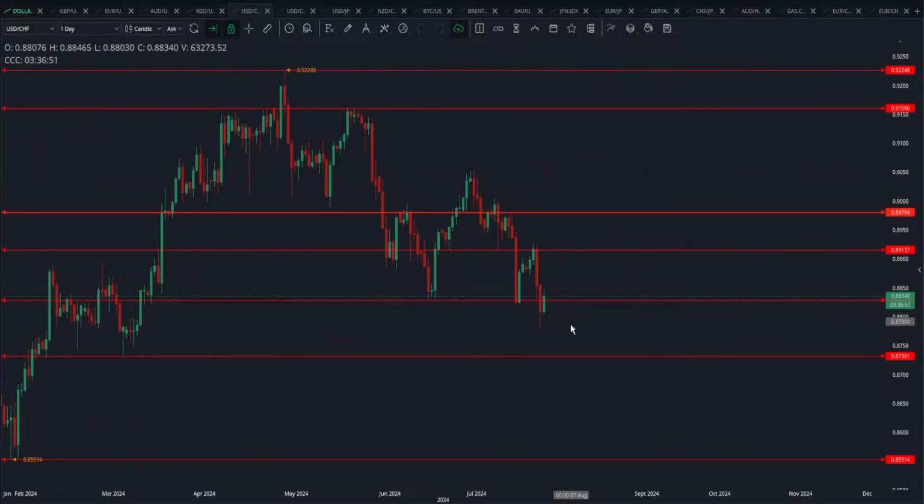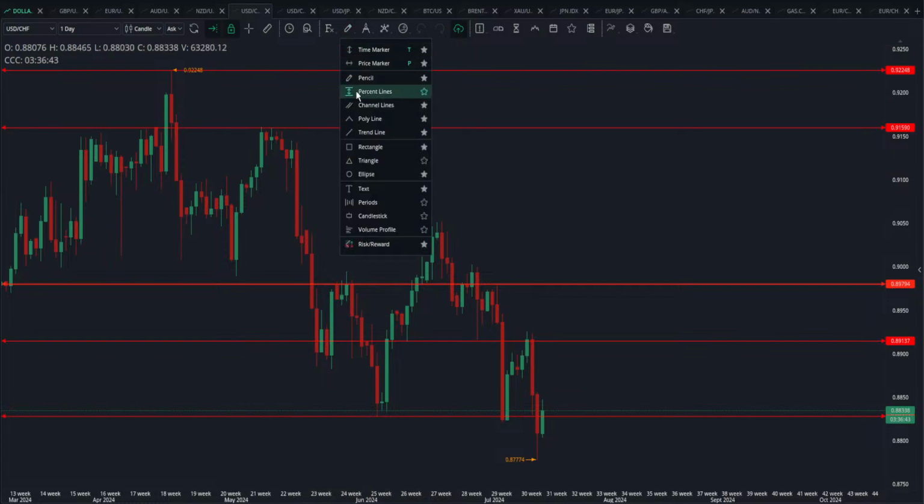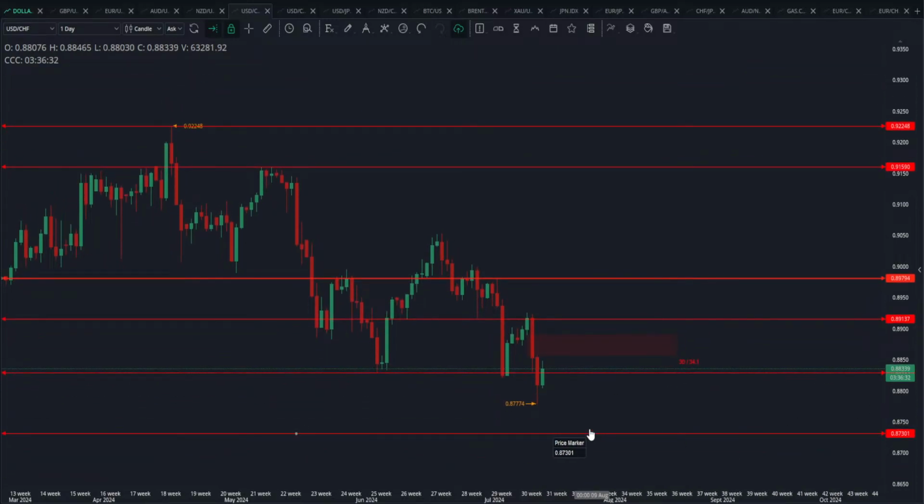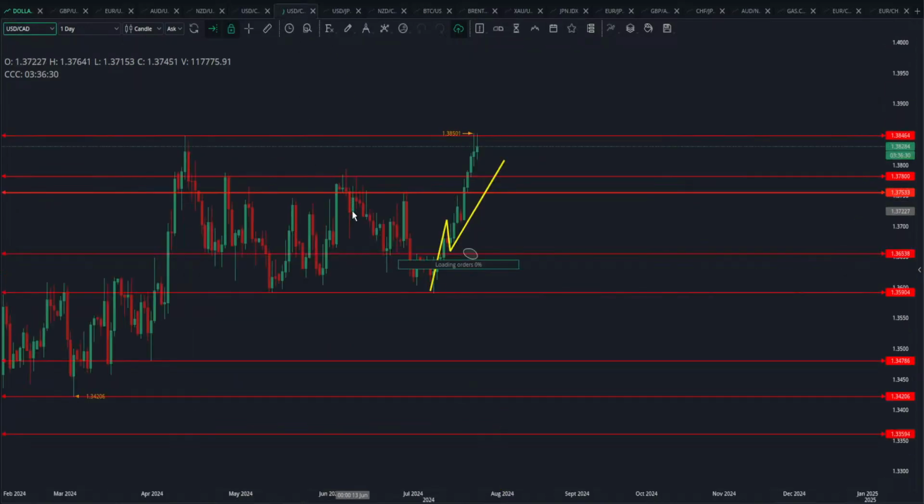USD CHF, very nice price action. Yesterday we closed the day below 0.8827. Now 0.8730 is exposed. It's only a matter of time when the price comes back again within this fair value gap and gets rejected. Price will go into it, get rejected, boom. We will see lower prices. What are the lower prices? 0.8730.